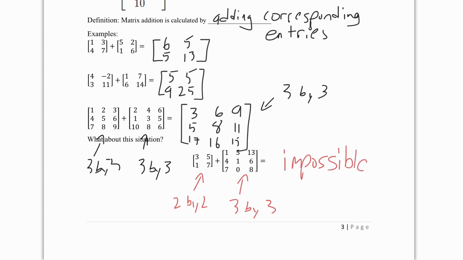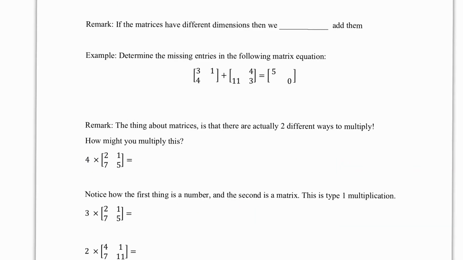It is impossible because the matrices here are of different sizes. And you can't add two matrices of different sizes, of different dimensions. It doesn't make sense. It doesn't compute. So as a remark, if matrices have different dimensions, then we cannot add them.